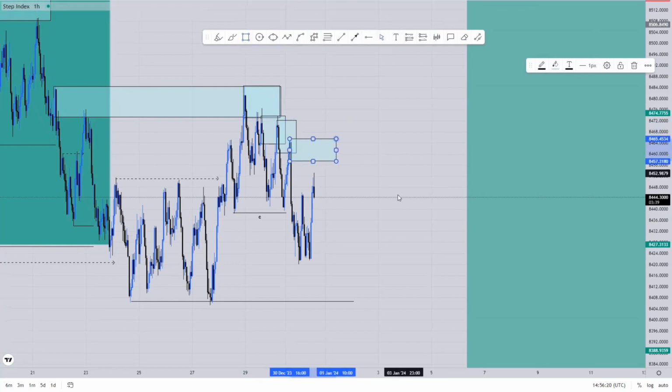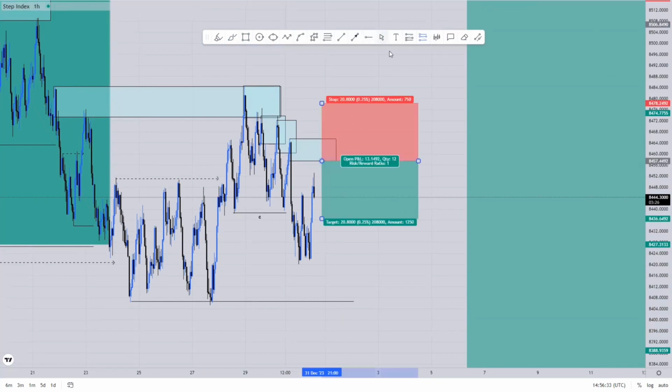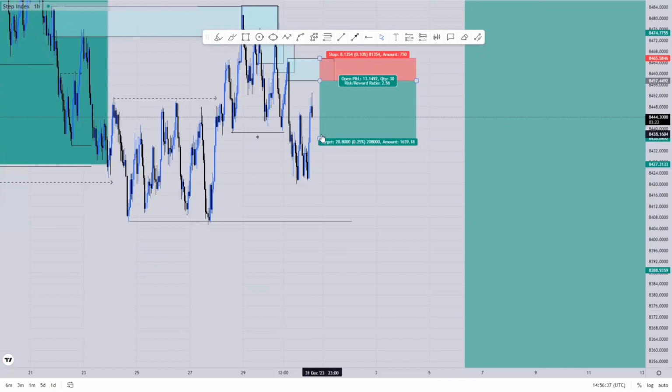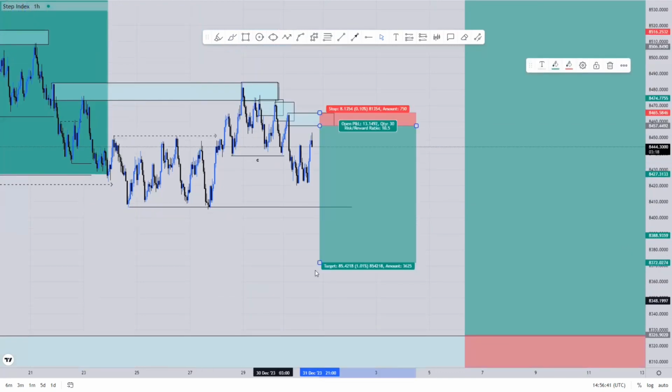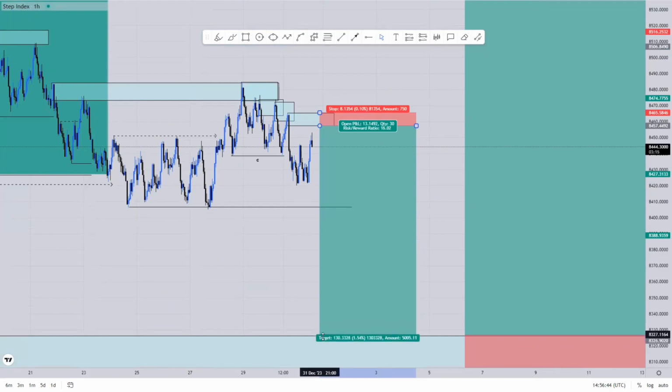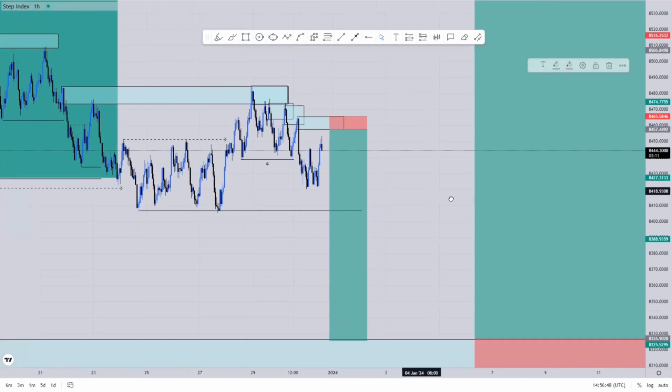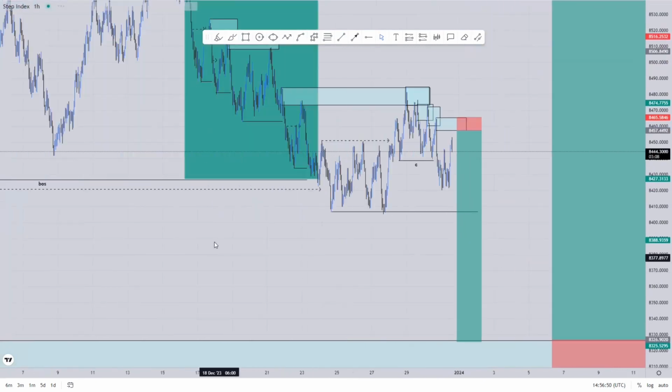So most probably, I'm actually looking forward for that zone before the drop. Looking forward for something like this. Before the drop, first target is this breakout structure. Second target is that ultimate demand that was left behind there. That's our current structure right now on step index.